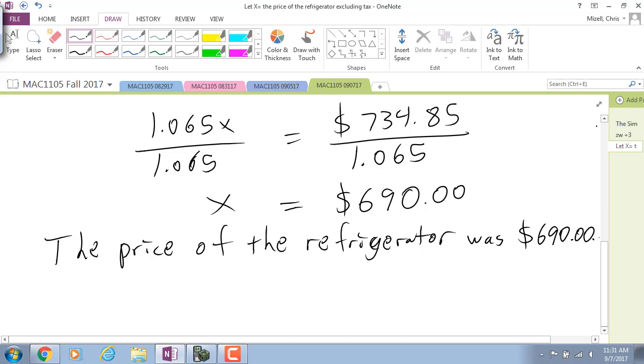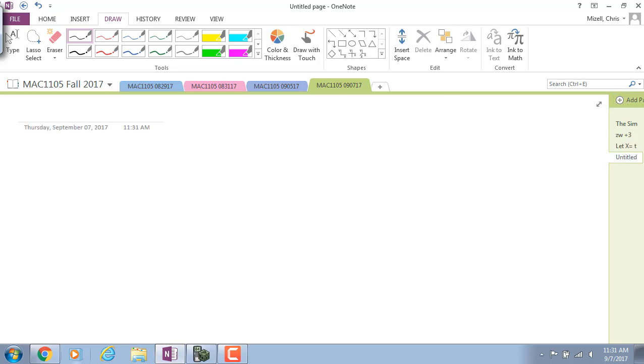Takes a little bit of thought. If you're in a position where you have to do problems like this every day, you probably don't take the time to set up the equation. You just take the sales tax rate, you add 1, and then divide by that 1.065, and that'll take care of it for you. Similar problem is the next one.